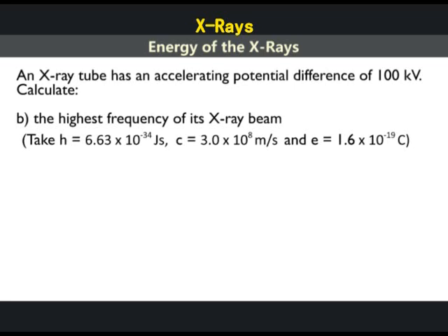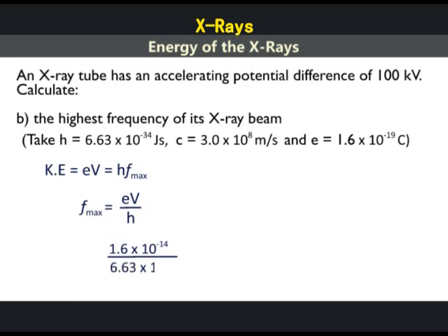B, maximum frequency. This will be achieved when all the kinetic energy is used to produce X-rays. In this case, kinetic energy will be equal to eV, which is equal to hf maximum. And that means f maximum is equal to eV over h. We already have eV, so f maximum is equal to 1.6 times 10 to power negative 14 joules over 6.63 times 10 to power negative 34 joules second. And that gives us 2.4 times 10 to power 19 hertz.